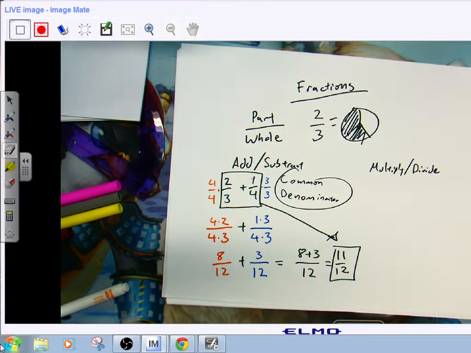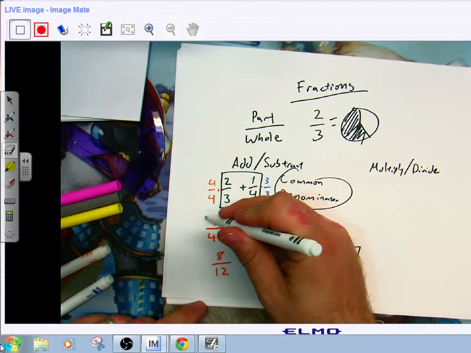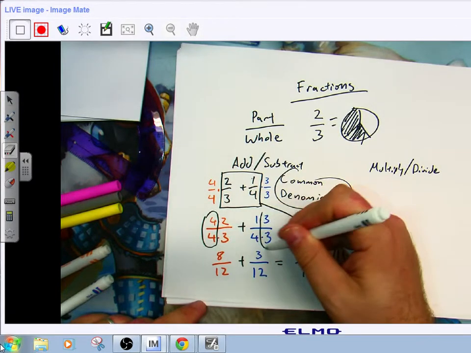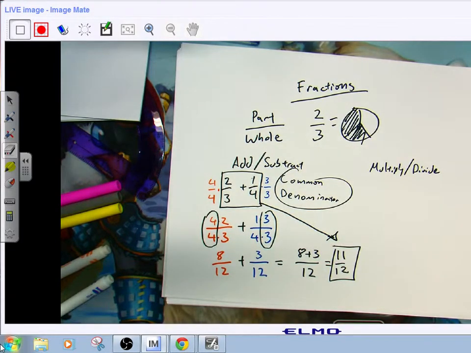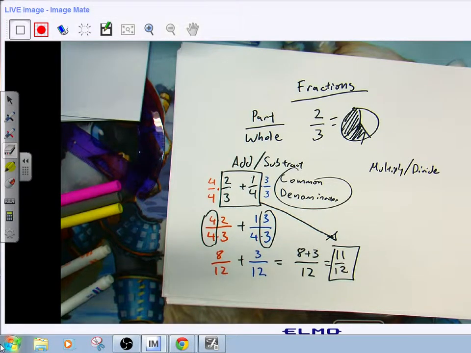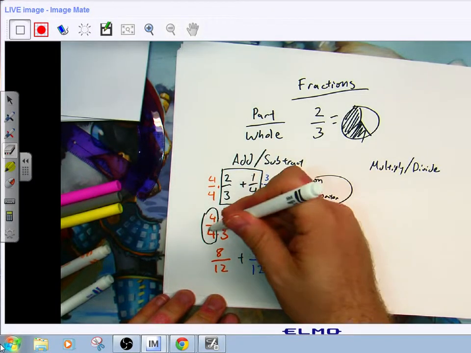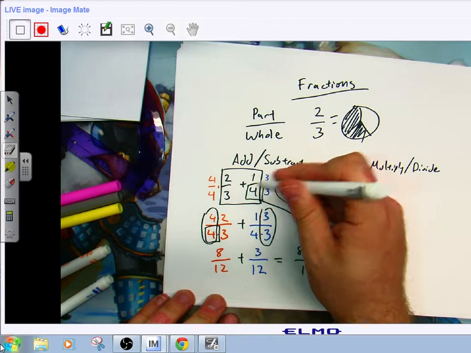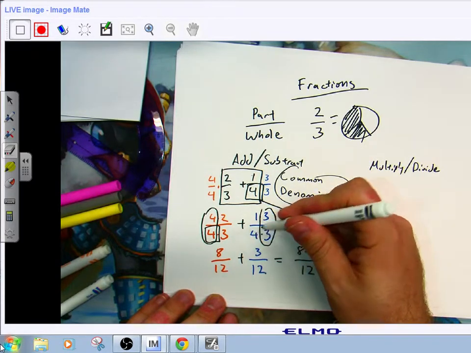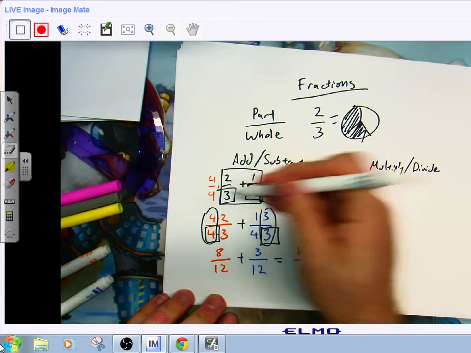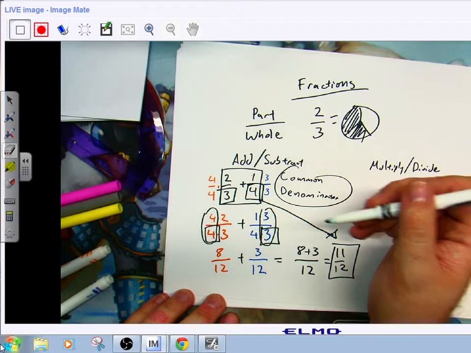That's how we add them. We have to find a common denominator. We do that by multiplying it by a special form of 1 to cause our denominators to be equal to each other. All right? The easiest way to get these numbers is, you see I took 3, I multiplied it by 4 because 4 was over here. I took 4 and I multiplied it by 3 because 3 was over here. That's how I chose how to do it.